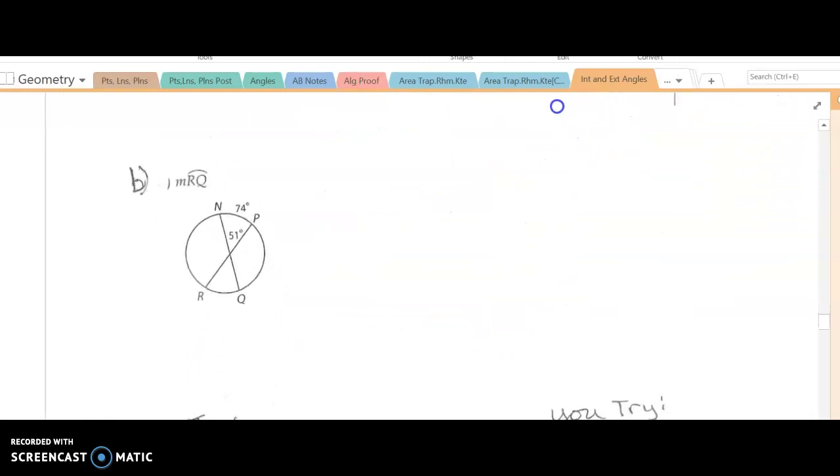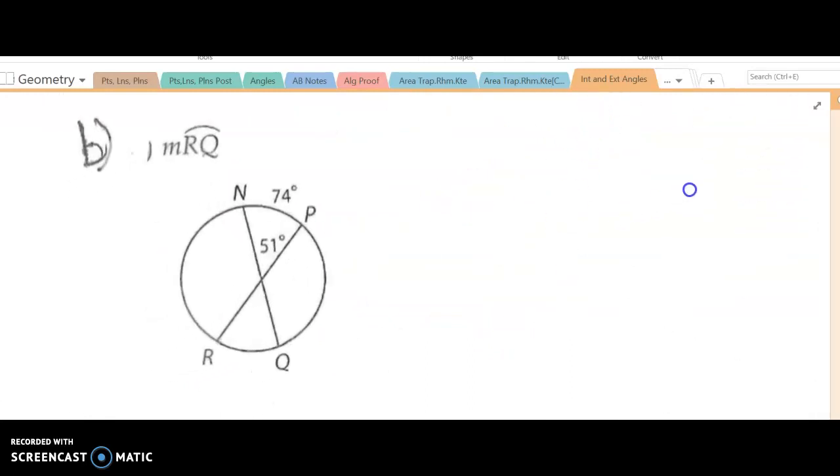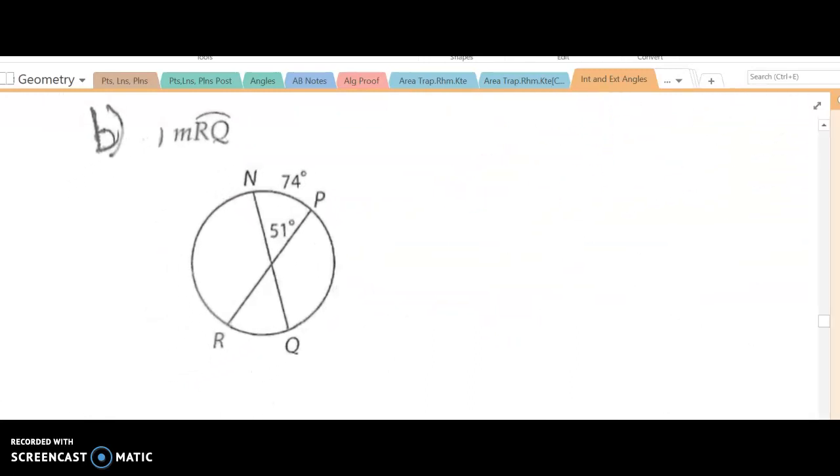Okay, let's look at another one. So this one, these two chords, they would be secants if we extended them out, but these two lines on the inside of the circle are crossing inside the circle. So we have an interior angle. This little point where they cross is not the center of the circle, which is why this 51 and this 74 are not the exact same amount, because they're crossing somewhere kind of in no man's land inside the circle, somewhere that's not the center.